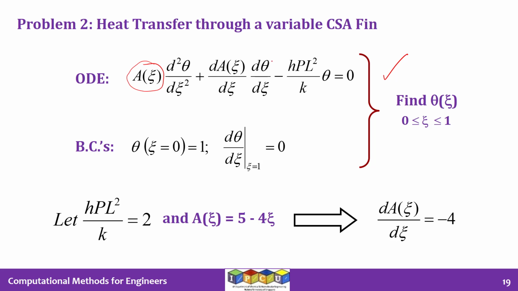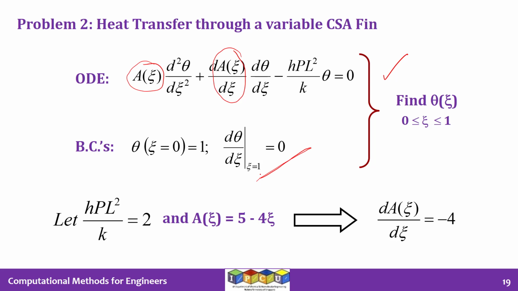The coefficient of d theta by d psi is also a function of the independent variable. So this is a linear ODE, second order, but with variable coefficients. So it brings a certain amount of complexity to the problem as compared to problem 1 that we looked at earlier. The second complication here is that one of the boundary conditions is defined as a derivative.